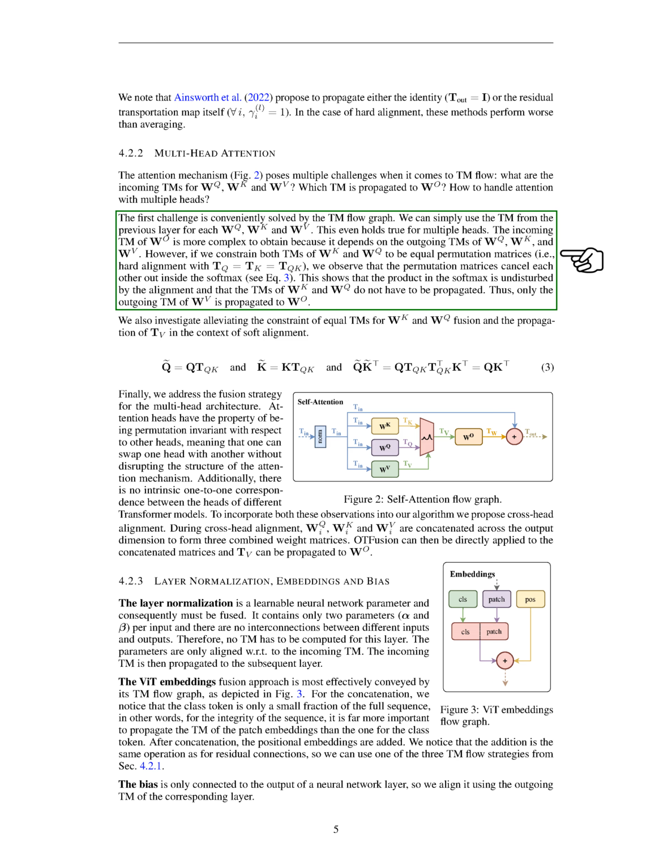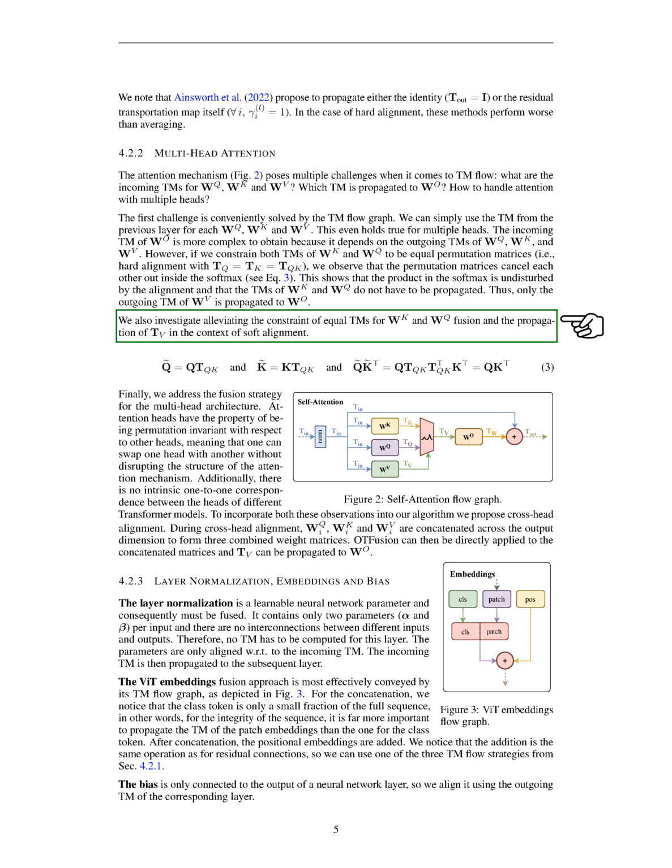If we restrict both TMs of the weight matrices W-K and W-Q to be equal permutation matrices, which means a hard alignment with T_Q equals T_K equals T_QK, we find that the permutation matrices cancel each other out inside the softmax function. This indicates that the product in the softmax function is not affected by the alignment and that the TMs of the weight matrices W-K and W-Q do not need to be propagated. Therefore, only the outgoing TM of the weight matrix W-V is propagated to the output weight matrix W-O.